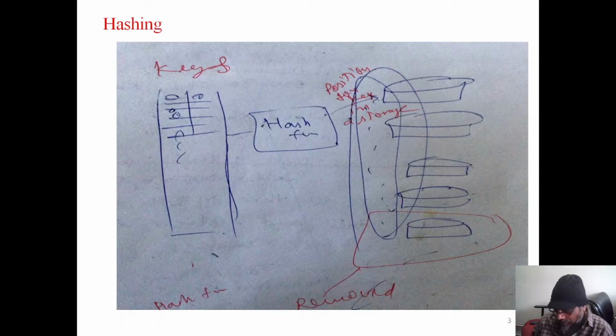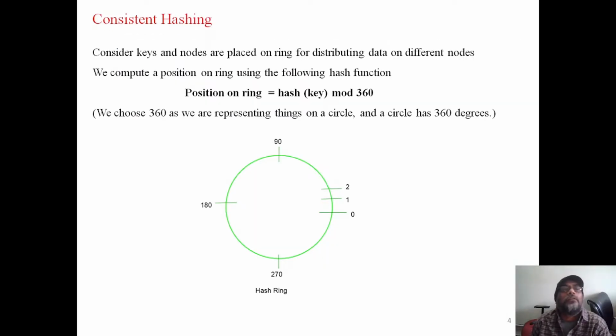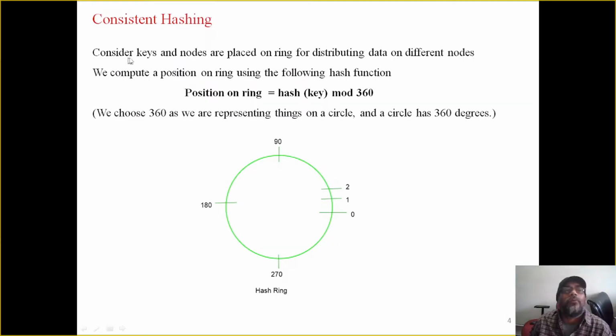Before coming to the actual explanation of consistent hashing, we have one small experiment that will help us to understand it. So suppose keys and nodes are placed on a ring for distributing data on different nodes. Okay, so this is the ring, and here we compute the position on the ring using the following hash function.